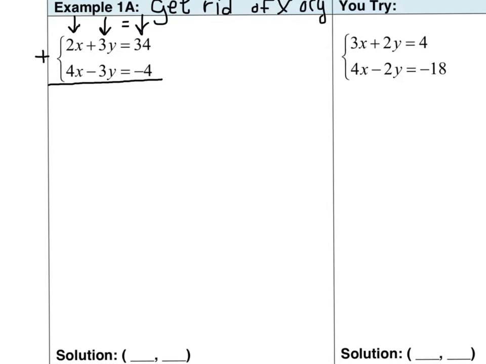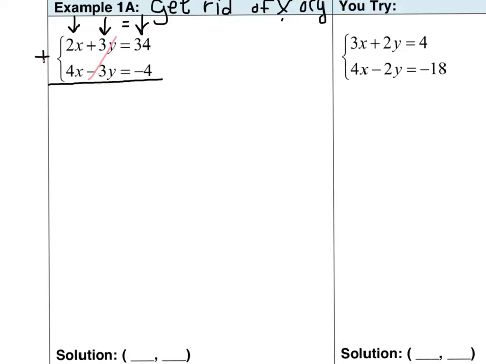So let me ask you this. If we add 2 plus 4, is that going to cancel out the x's? No. But if we add 3 plus negative 3, will that cancel out the y's? Yes. 3 plus negative 3 will be 0 y's. So you could write 0y, but you don't even have to do that. We're just going to cross out those 3 y's.